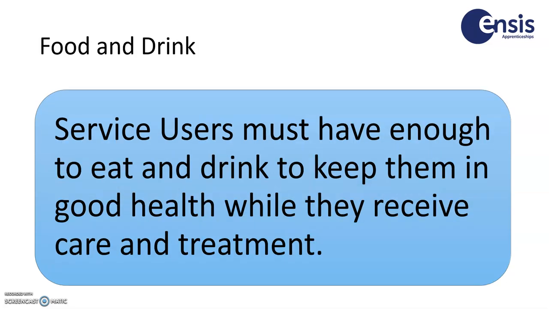Food and drink. Service users must have enough to eat and drink to keep them in good health while they receive care and treatment. So it's about being person-centred with their diet as well as everything else. So giving them choices of what they like to eat. It's about good care planning, supporting that person to let you know what their likes and dislikes are. It's about finding out the individual things about that person as regards their dietary needs.